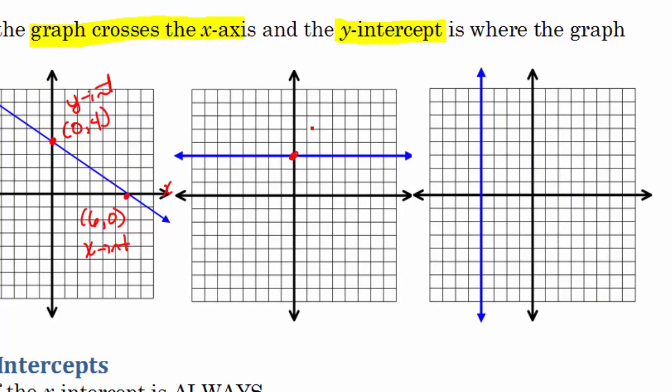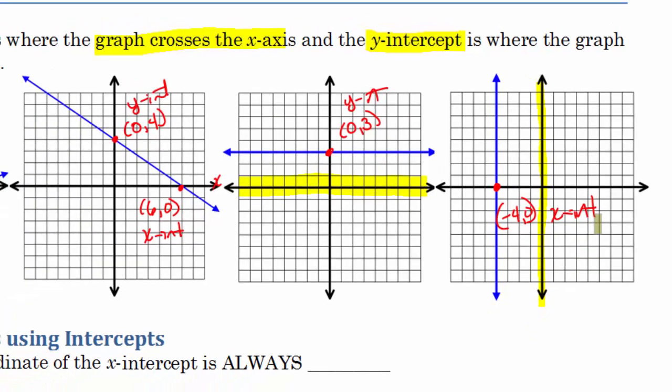Now we have a horizontal line. Well, it crosses the y-axis at 0, 3, but it doesn't cross the x-axis at all. So we don't have an x-intercept here. Now we have a vertical line on this one, and it crosses the x-axis at negative 4, 0. That would be the x-intercept, but it doesn't cross the y-axis, so there is no y-intercept.